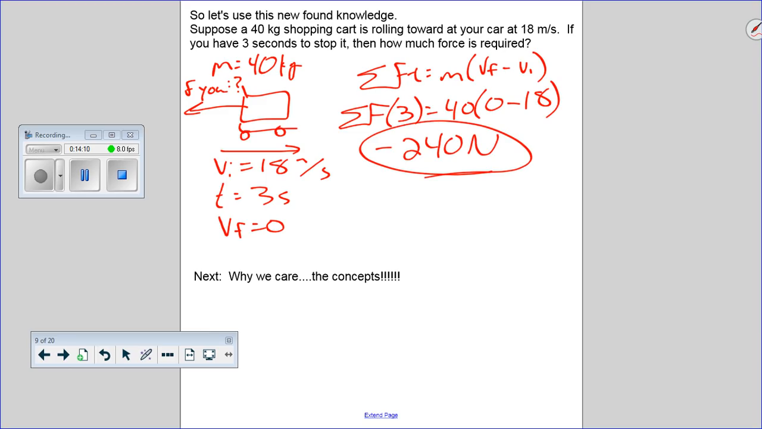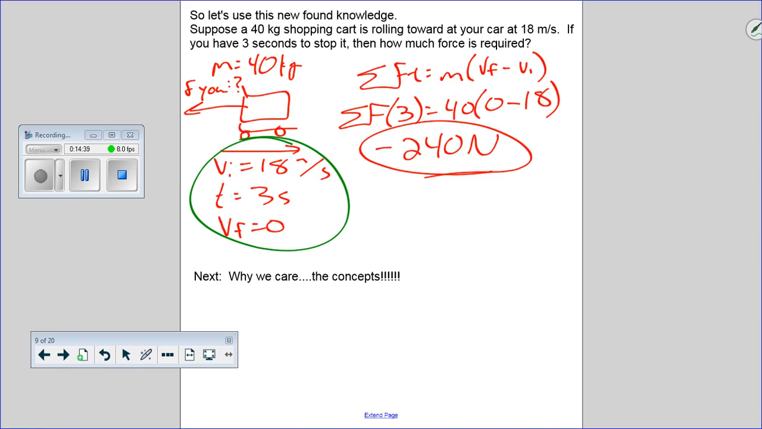I kind of plowed through that example because if somebody just walked up to me on the street and said, hey, Mr. Hacker, solve this problem, I would not do it using impulse and momentum. I would do it using Newton's second law. I would find the acceleration and then multiply by the mass, and it amounts to the same thing, right? Because your acceleration is 6 times 40, you get 240 again.